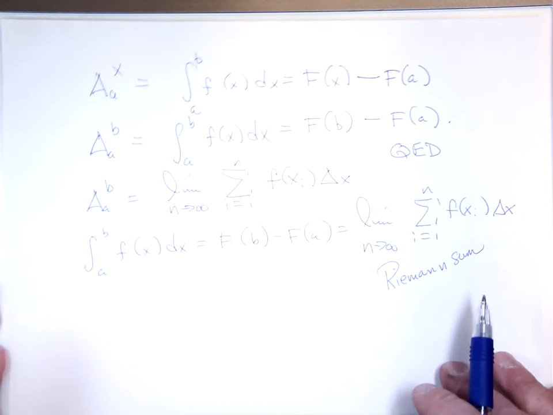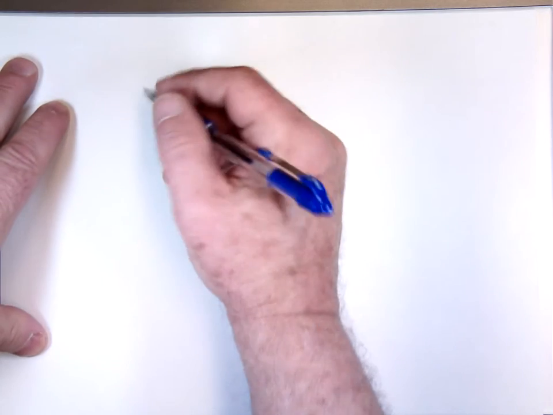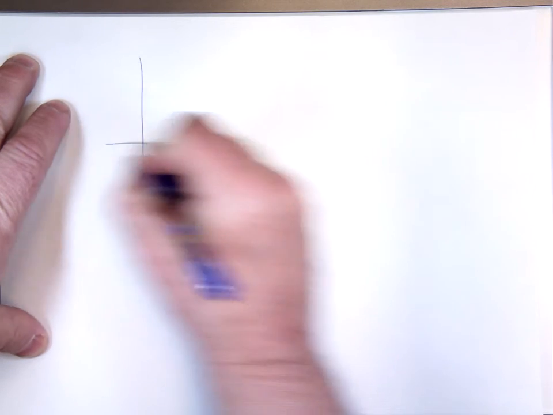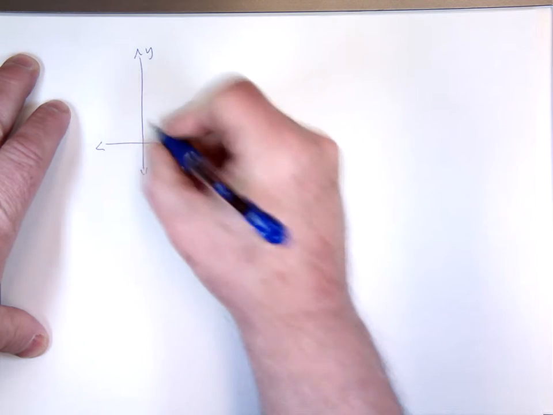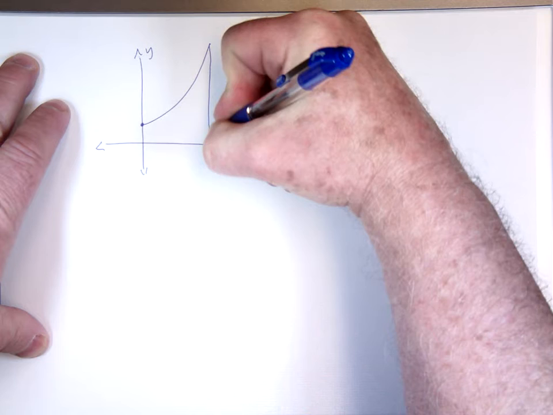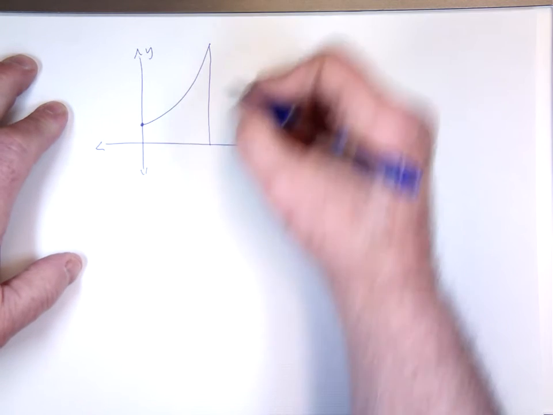Okay, let's do a couple applications here. Let's do some integrals, okay? So here's what I'm saying. If we want to find the area under a curve, do an integral. So let's do one. Let's do the average value and the area under y equals e to the x.